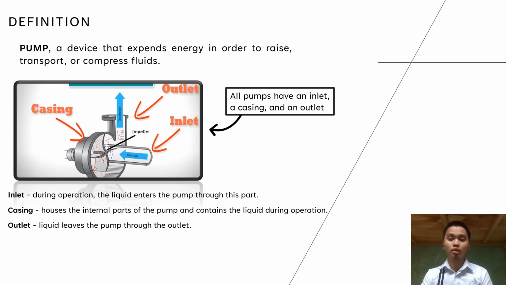The inlet is where the liquid enters during operation. This is also called the suction side of the pump. Pressure is lowest at this point. Casing houses the internal parts of the pump and contains the liquid during operation. Outlet is where the liquid leaves the pump. This is also called the discharge side. Pressure is highest at this point.